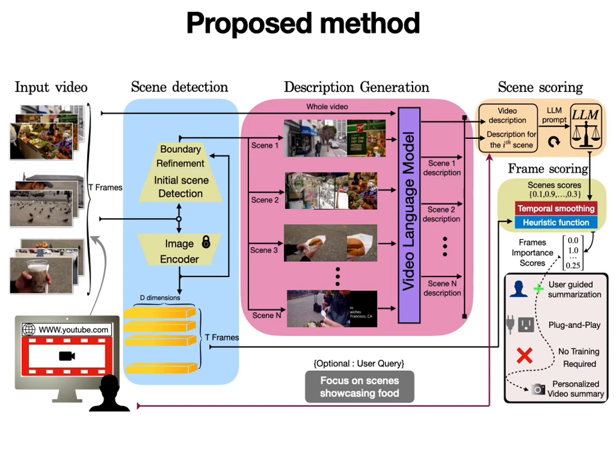Motivated by the previous discussion, we introduce our approach. Given an input video, our method generates a personalized video summary by computing frame-level importance scores conditioned on a user-provided query. The pipeline consists of scene detection, scene boundary refinement using image embeddings, and text-to-scene description generated using a video language model. Then, a large language model evaluates the relevance of each scene description with respect to the user query and the full video context. And using temporal smoothing and a heuristic function, we convert them into frame-level importance scores, which guide the final query summarization. All that without requiring any training data.